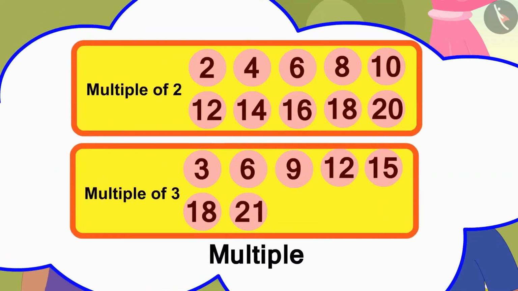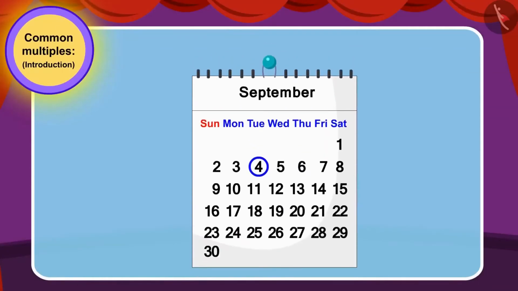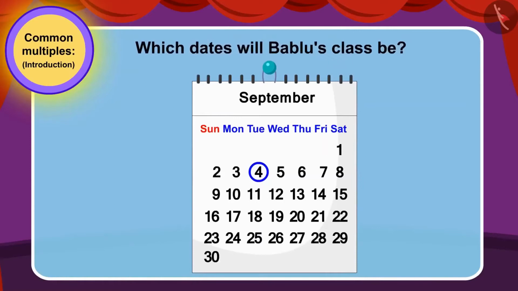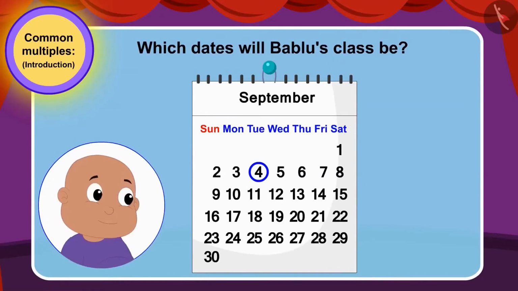Children, you remember the multiples learnt in the previous lesson, don't you? Can you use multiples of 4 to indicate on which dates will Bablu's class be? If you want, you can stop the video and find the answer.